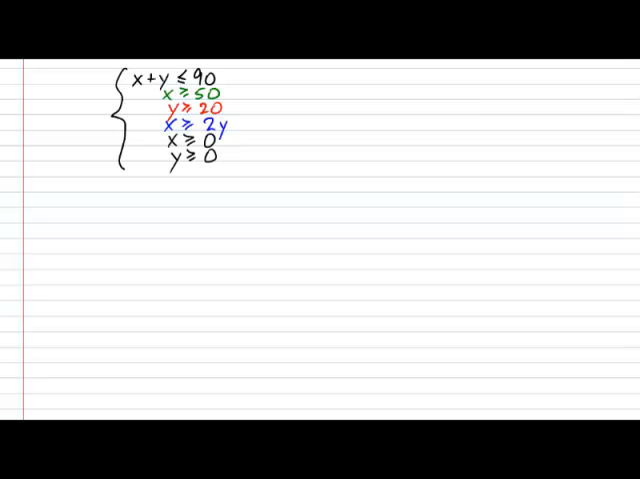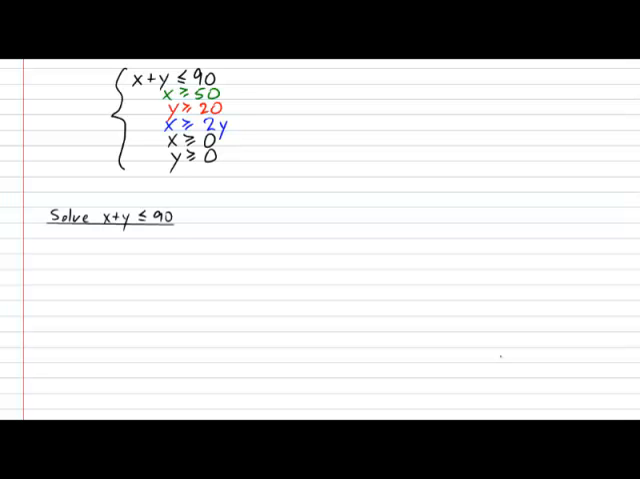The way I see it, only the first inequality, x plus y at most 90, and the fourth one, x at least 2y, require any legwork. The other 4 inequalities, x at least 50, y at least 20, x at least 0, and y at least 0, are very easy lines to draw without having to go through any legwork. So without further hesitation, let's do the legwork required for solving x plus y at most 90.